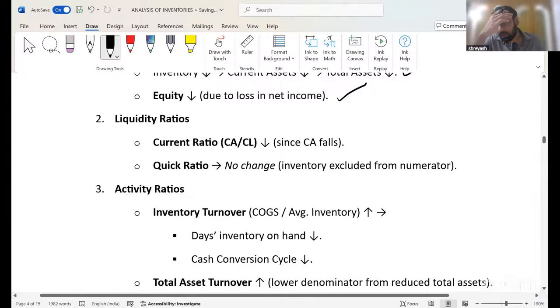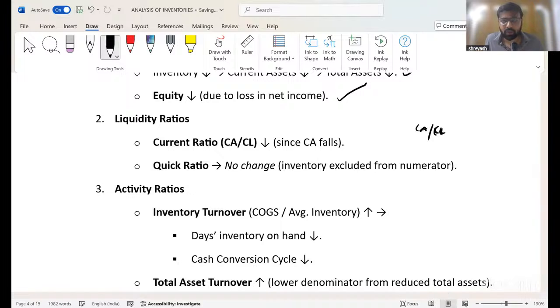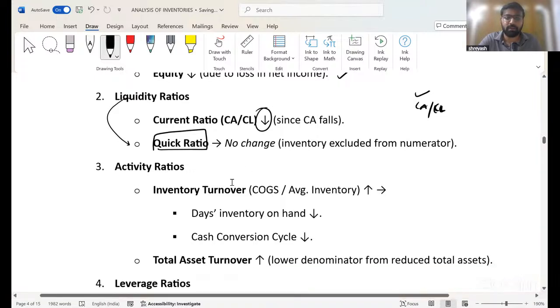Okay, sir, from a liquidity ratio, which is current ratio, sir, current ratio is current asset divided by current liability. Sir, if my inventory is going down, that means my current asset is going down. And if my current asset is going down, basically my numerator in the current ratio is going down. And if the numerator goes down, what happens to the ratio? It will fall down. Sir, what about the quick ratio? Sir, quick ratio will not be impacted. Why? It is also a liquidity ratio, but it will not be impacted because it doesn't consider inventory at all. It is smart. इन्वेंट्री नहीं पकड़ता, right? That is what it is.